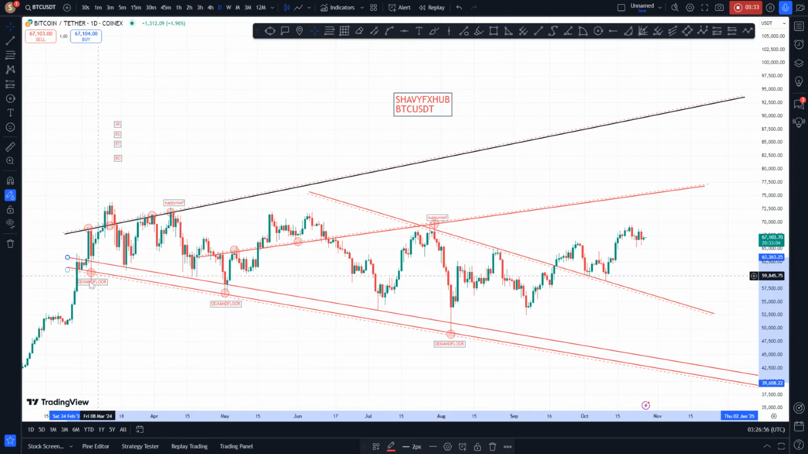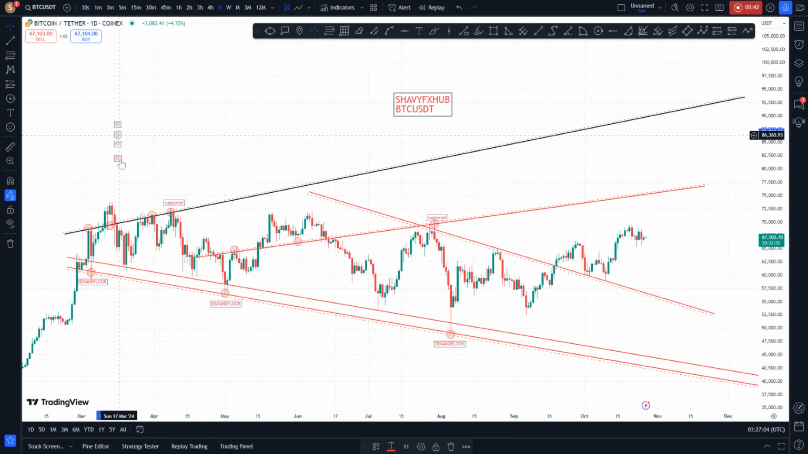You can see the long wicks. Look at the massive rejection. Here is a support structure. Here is a resistance structure. We have here a resistance structure. We have here a resistance structure. Break of resistance structure. Price returns on demand.